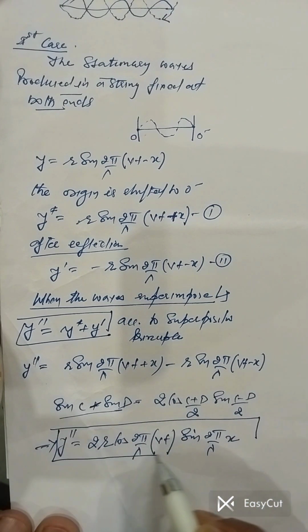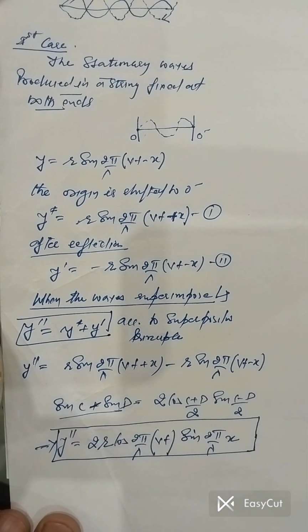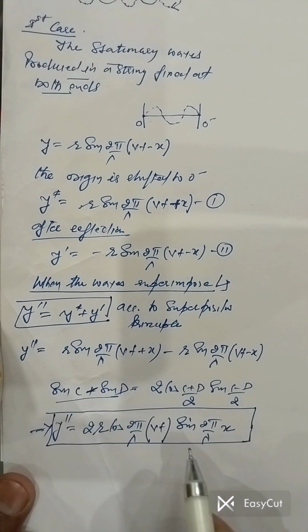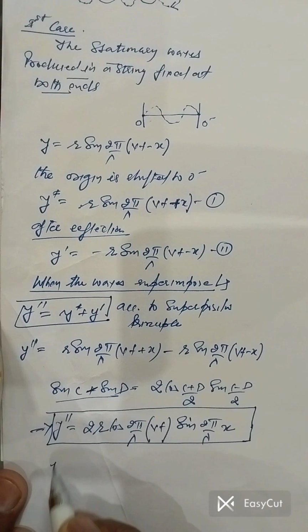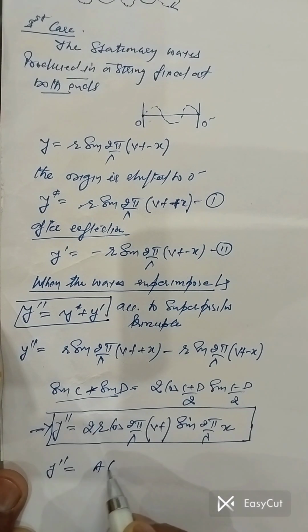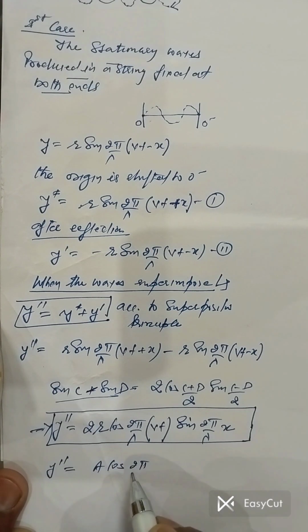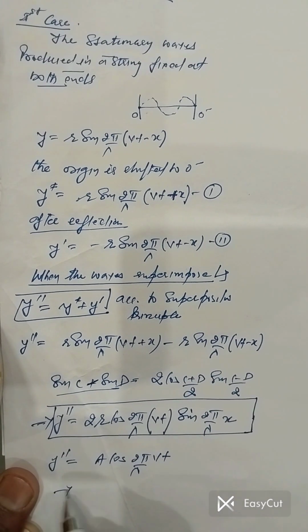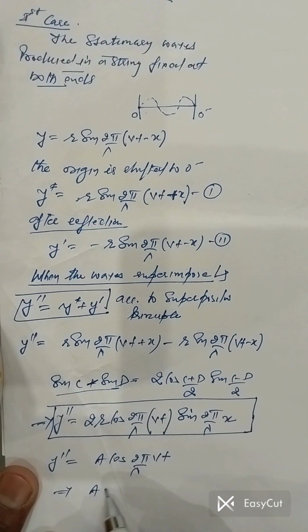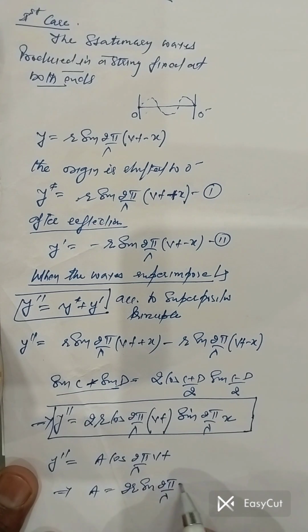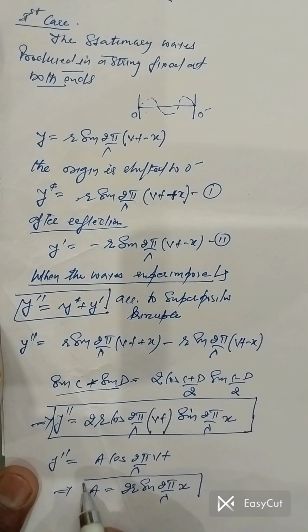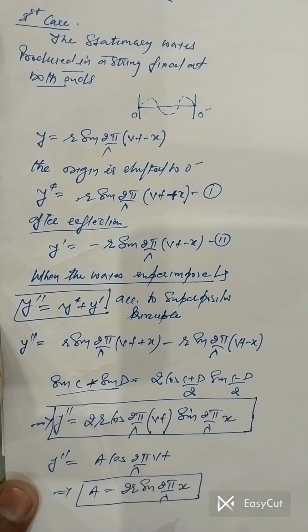Now we will find its amplitude. In this equation, this part will be taken as amplitude, means y double dash is equal to A cos 2 pi upon lambda into vt. Here we have taken A, and what is A? A is equal to 2r sine 2 pi upon lambda into x. Now we will study the variation in amplitude by putting the value of x.